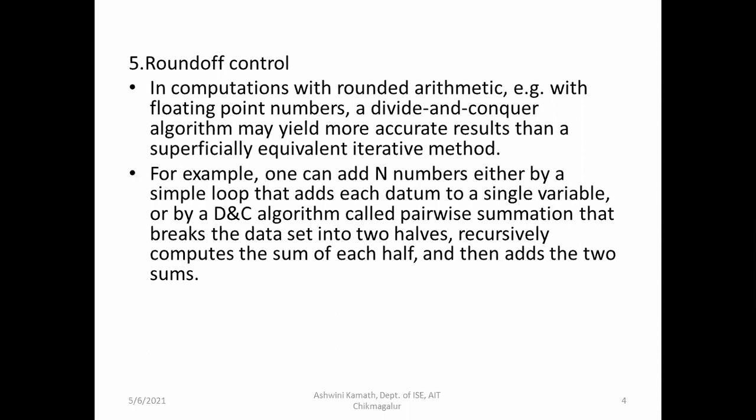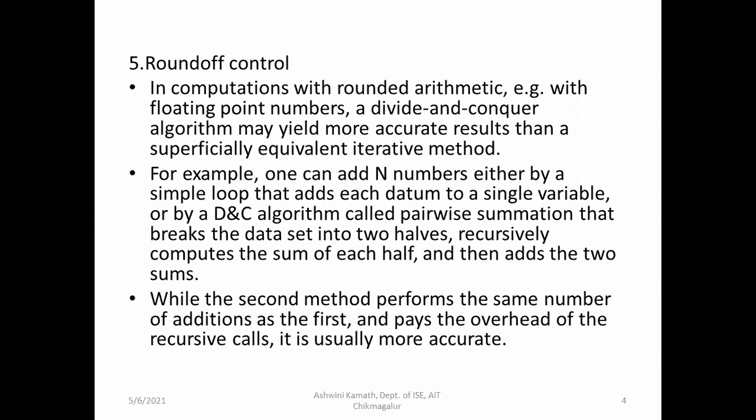This is round-off control. It will be helpful when we have values like floating point numbers. When we are performing floating point arithmetic, that is, when we have a fractional part in our values, it will give you a good, accurate result. While the second method performs the same number of additions as the first and pays the overhead of the recursive calls, it is usually more accurate.